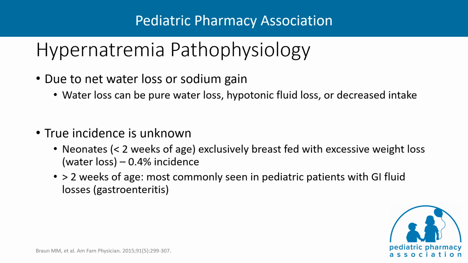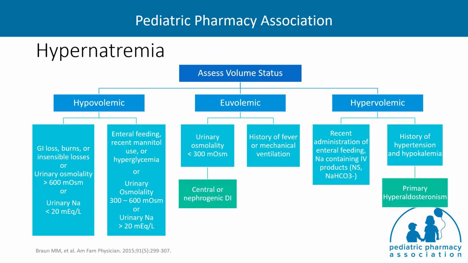There's an increased risk in those with impaired thirst mechanism or restricted access to water, including those with altered mental status, those that are intubated, are infants, and are older adults. The true incidence of hypernatremia is unknown and again likely underreported. In exclusively breastfed neonates less than 2 weeks of age, they may experience excessive water loss, but this only accounts for 0.4% of cases. Once patients are greater than 2 weeks of age, the most common cause is gastroenteritis with high GI loss. Similarly to hyponatremia, when assessing a patient with hypernatremia, we must also assess their volume status.